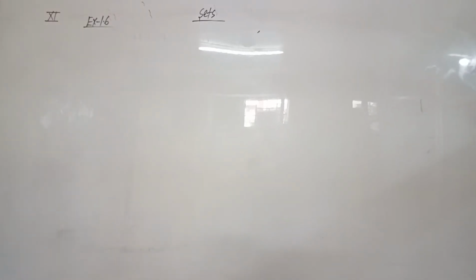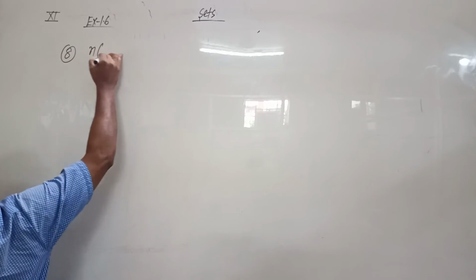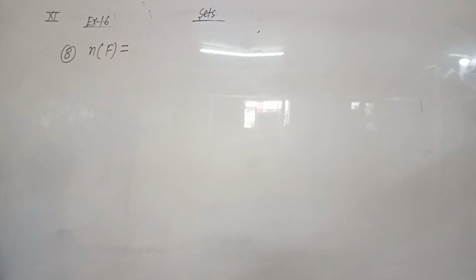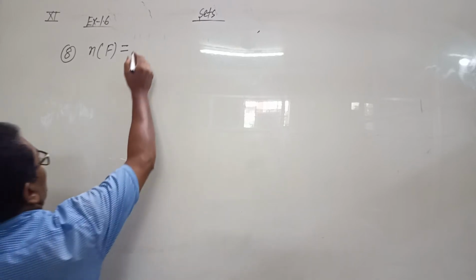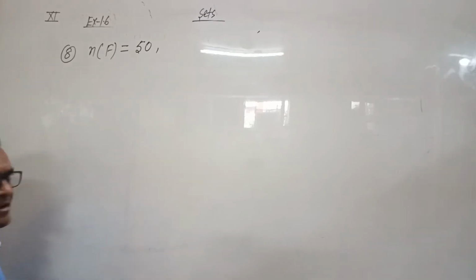Question number 8. In a committee, 50 people speak French. N of F is the number of people who speak French. So the number of people who speak French is 50.